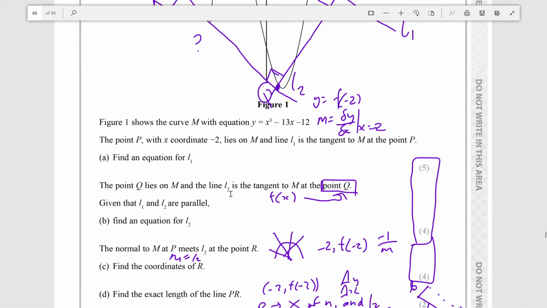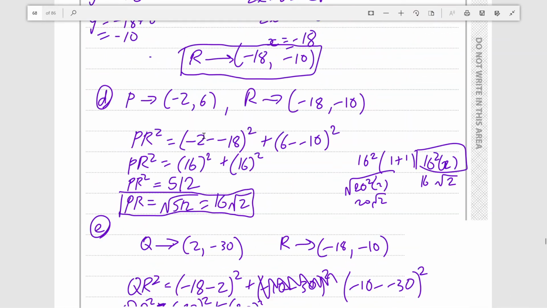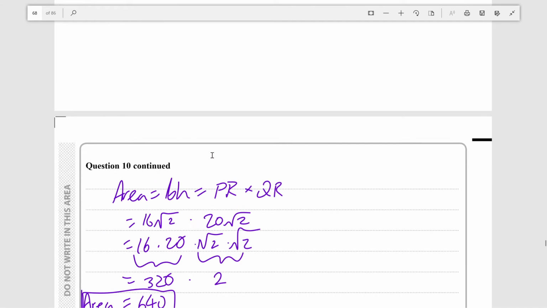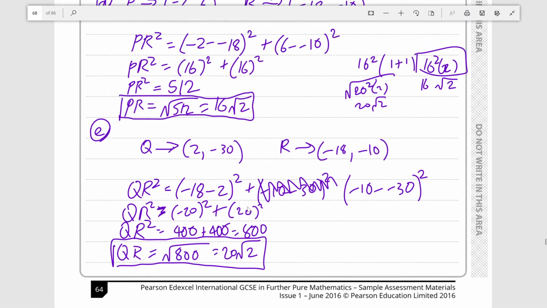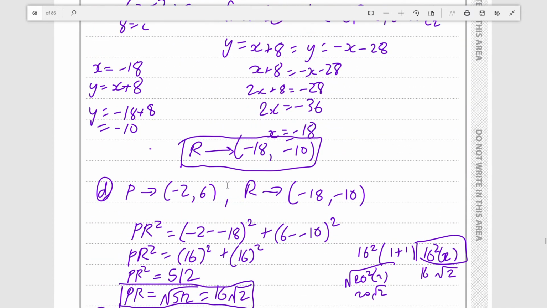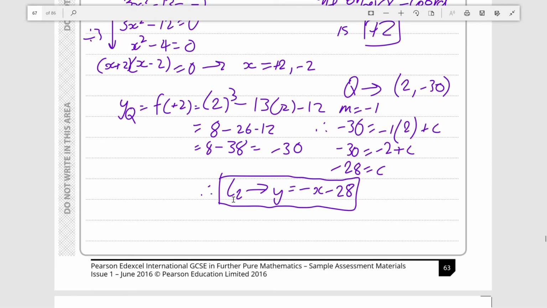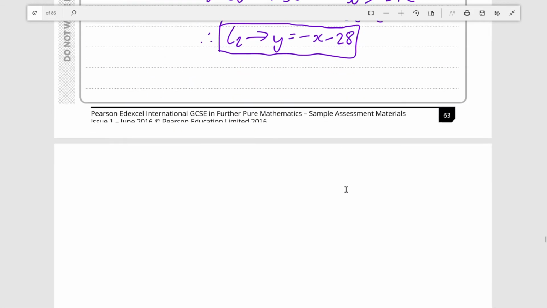Alright, I'm done drinking my water, and then I'm going to go down to the mark scheme and see if we were correct. So our final figure for the area of the rectangle, of course, was 640, and the distance QR was 20 root 2, distance PR was 16 root 2, the coordinates of R were minus 18 and minus 10, the equation of the line L2 was y is minus x minus 28, and the line L1 is y is minus x plus 4.